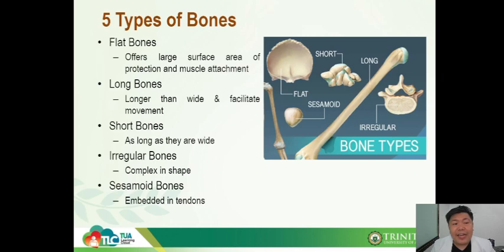Fourth is irregular bones, and we call them irregular because they are very complex in shape and they do not fit in the other classifications, no? Kaya sila napupunta sa irregular. And lastly, sesamoid bones, which are embedded in our tendons. And usually there's only one example of that, and that is the patella or our kneecap.